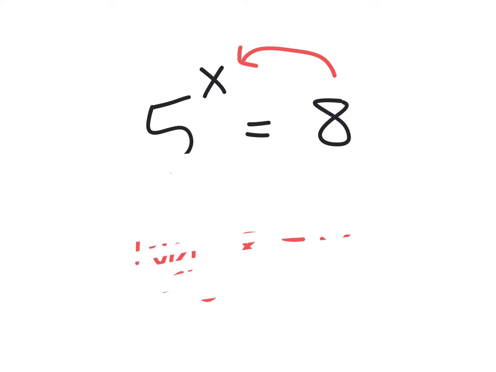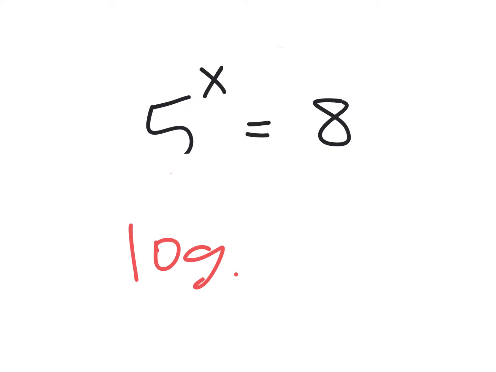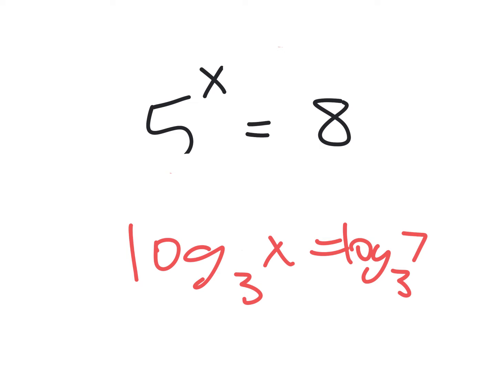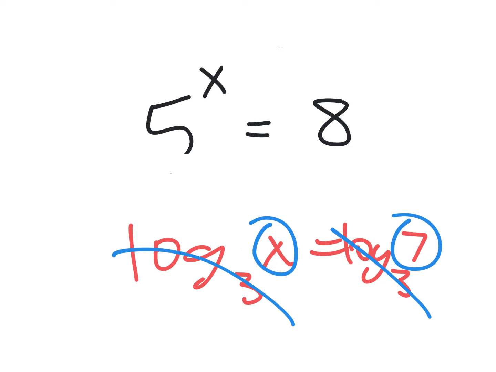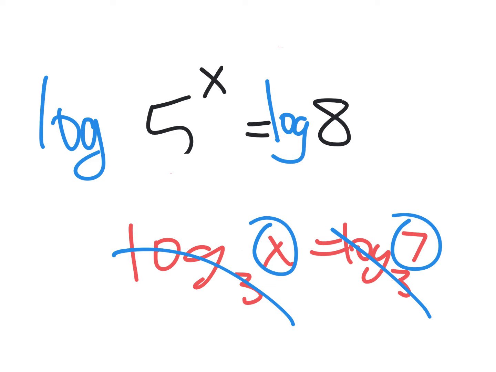Do you remember if you have logs on both sides that you can get rid of the logs? Like if we had log base 3 of x equals log base 3 of 7, you could just pretty much say that x equals 7. You could just kind of get rid of those logs. You remember that? Okay, by the same token, you can put in a log on both sides. You can take the log of both sides. Now I get to put in any log I want. A lot of times it'll say put in the natural log. You don't have to. You could use log base anything you want.